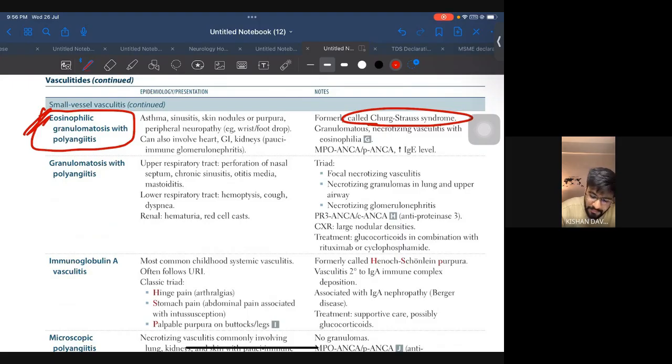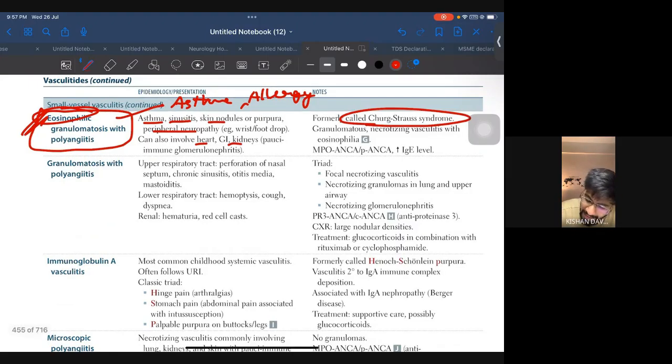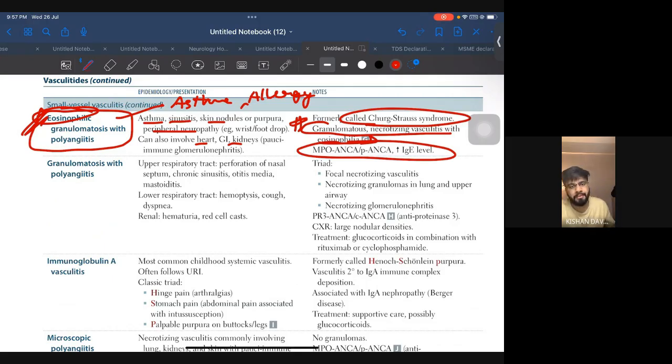Okay. देखते हैं इसमें क्या है. Asthma, sinusitis, skin, neuropathy can involve heart, GI, kidneys, everything. So everything is occurring over here. It is eosinophilic. So there has to be asthma and allergy. Okay. Nose involvement hai, and everything is there. Remember like this. Let's just see. Granulomatous necrotizing vasculitis with eosinophilia. This is the pathology. Okay, and this is the lab value, MPO-ANCA positive. Okay, तो ये आपको याद रखना है.